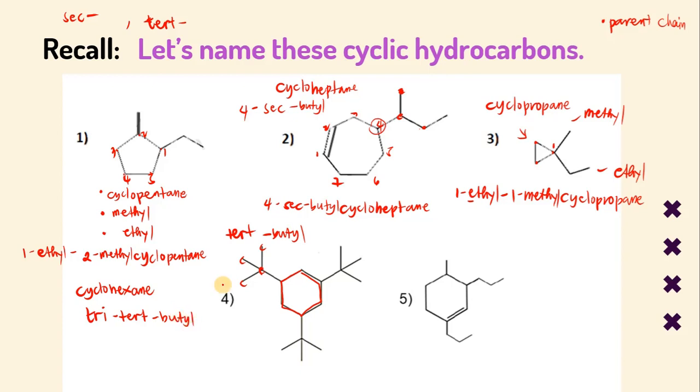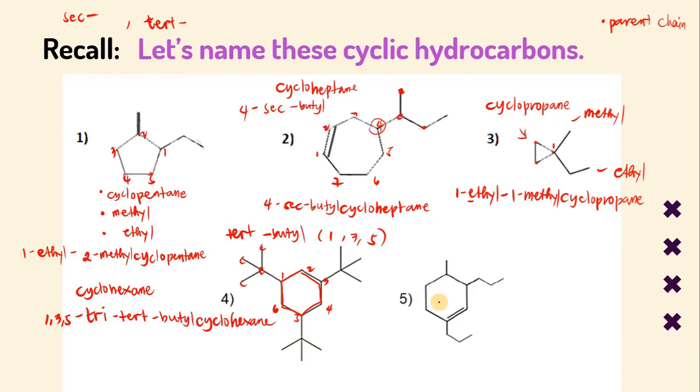And because there are 3 of them, we can start our numbering at the first branch so that it gets the lowest numbers possible. So 1, 2, 3, 4, 5, 6. Our tertiary butyls are attached at carbons 1, 3, and 5. So your name is 1,3,5-tri-tert-butylcyclohexane. Is it correct?